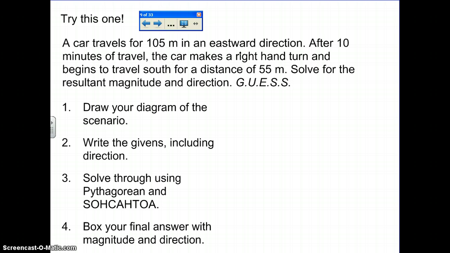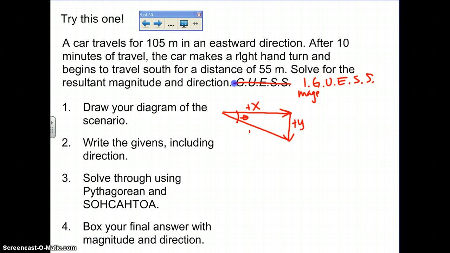So the first thing we want to do is use GUESS, where the G stands for the image that you will want to draw for these different pictures. The first thing that we see is that it's traveling eastward, and then it makes a right-hand turn. Now it's traveling south. So here's what our picture is. So we should have a positive x and a negative y. We're going to be solving for the resultant on this.